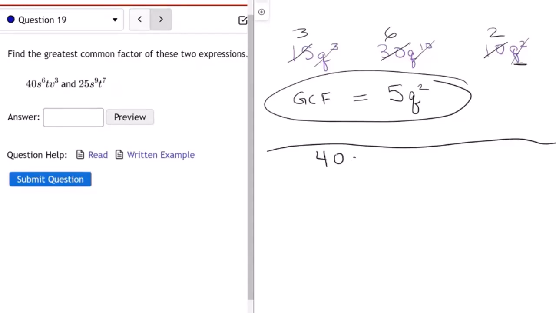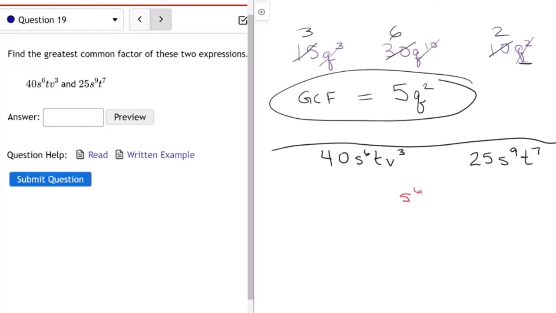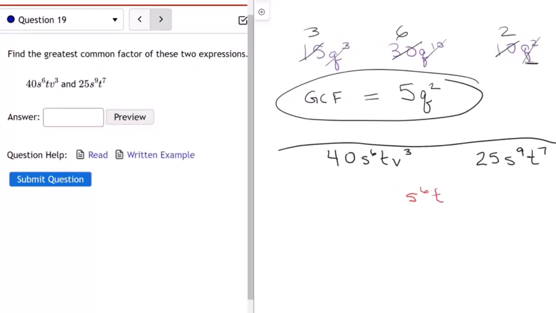I'm going to not do the long way anymore. Let's do the letters first. What's the largest number of S's I can take out of both of them? S to the 6th power. Good. Largest number of T's? Just 1. Correct. How about V's? 3. V to the 3rd power. No, the other one doesn't have any V's. I can't take 3 V's out of something that has no V's.